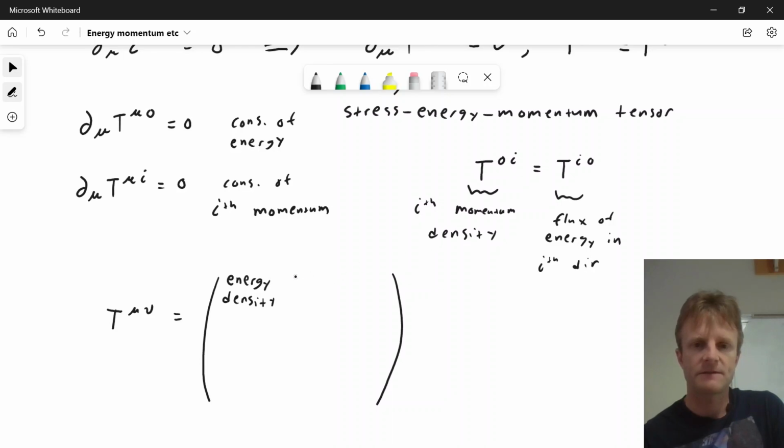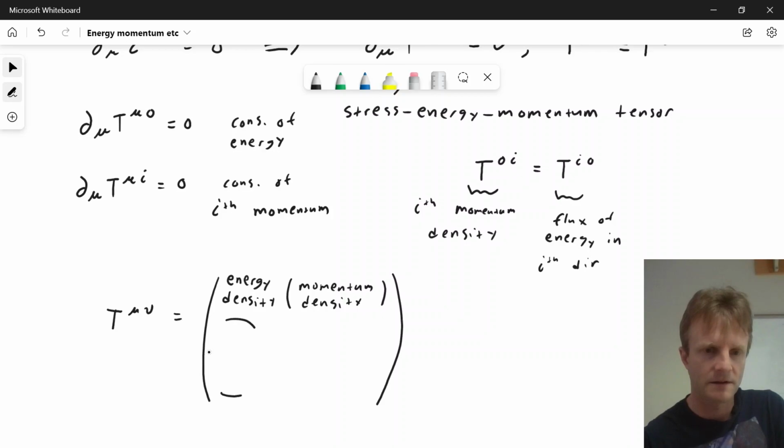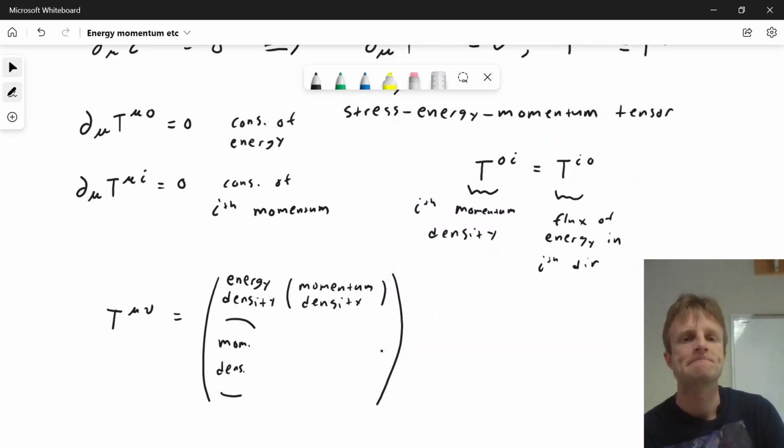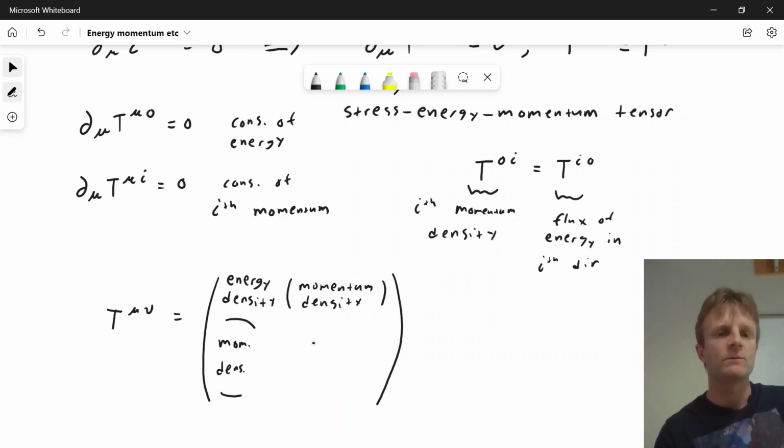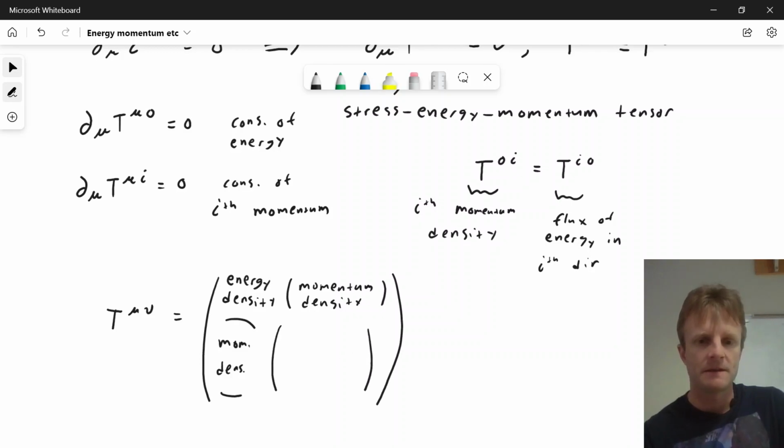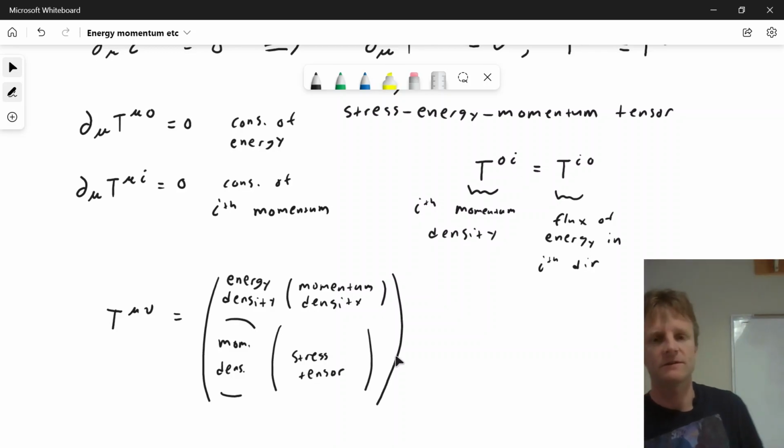And we can think of these terms here and these terms here. Since it's symmetric, we might as well just think about it as momentum density. So the three terms here are momentum density. And similarly here, this is also momentum density. And then what goes here? Well, this is the stress tensor. So that's maybe not so helpful if you haven't studied this object in continuum mechanics or something.